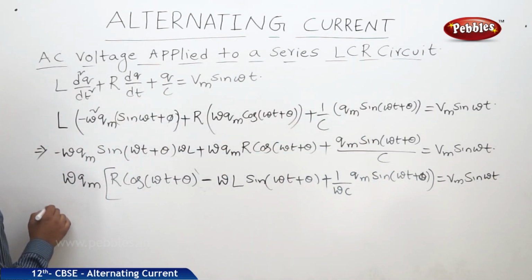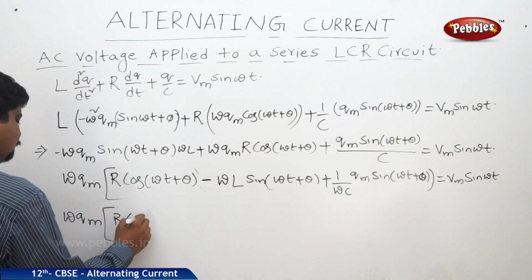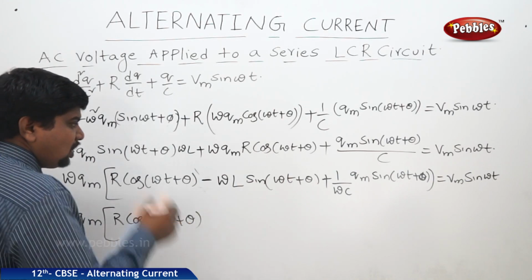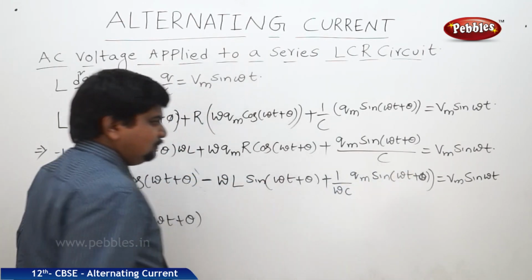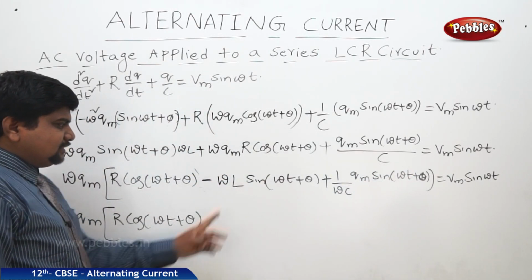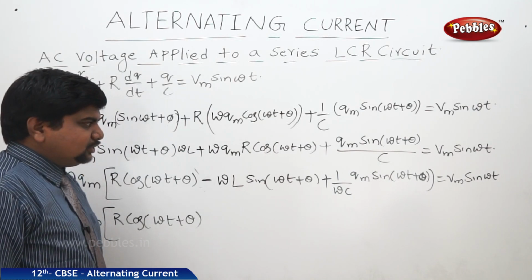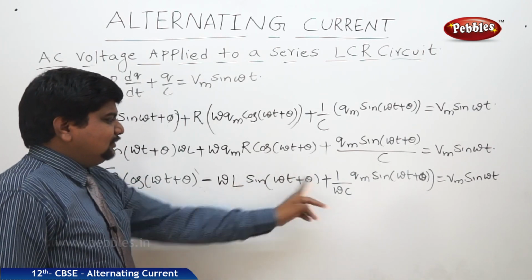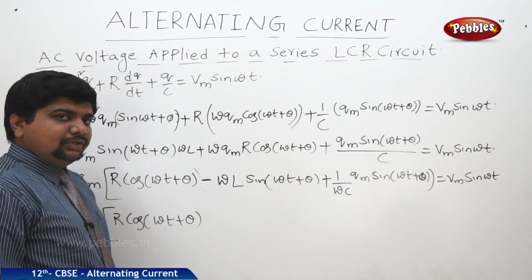Now, ω qm into R cos(ωt + θ). This is 1/(ωC) into sin(ωt + θ). This is ωL into sin(ωt + θ). So what can we write here? We can write (XC minus XL) into sin(ωt + θ) into qm.